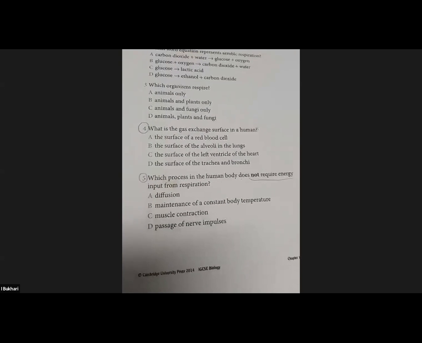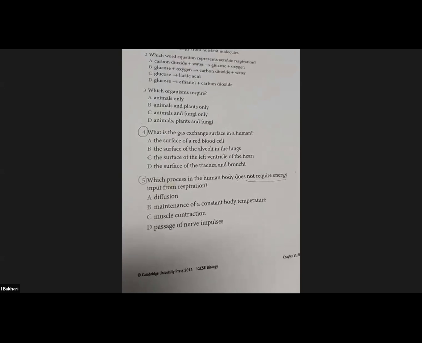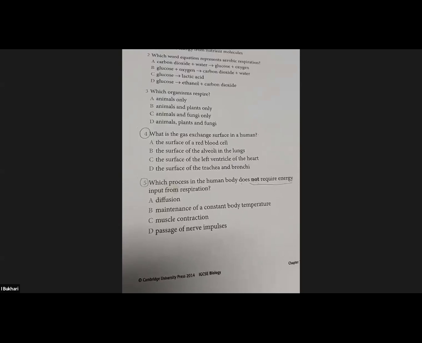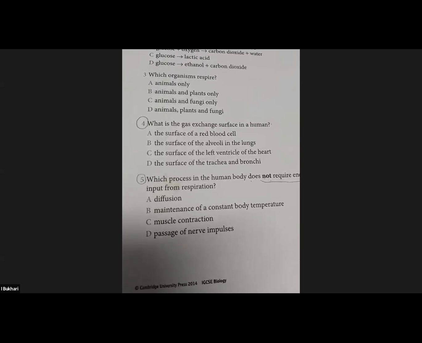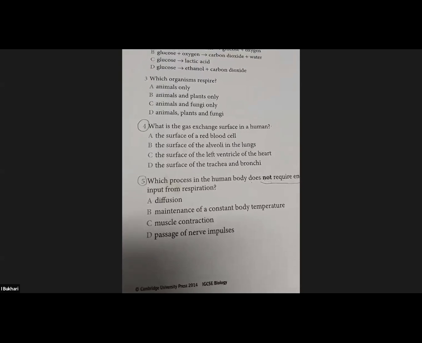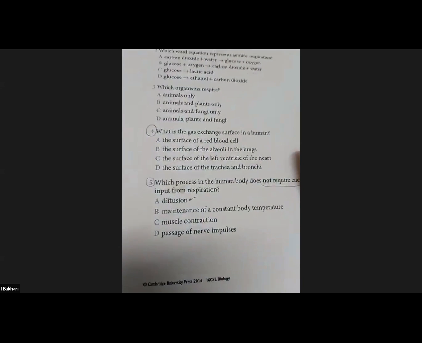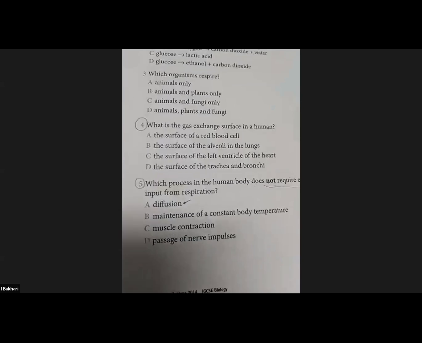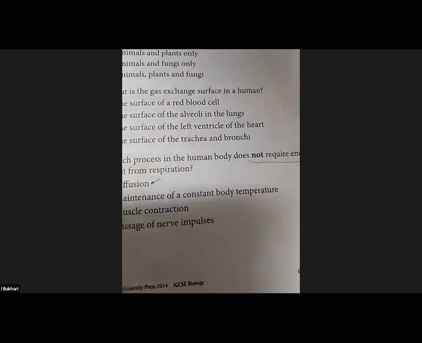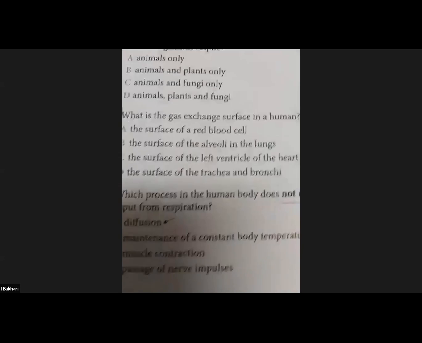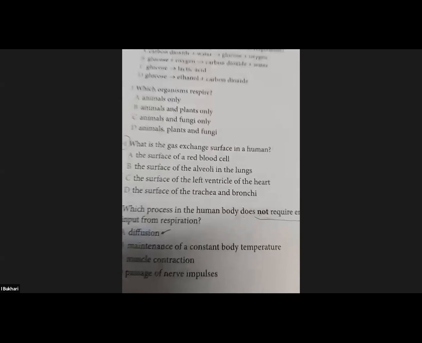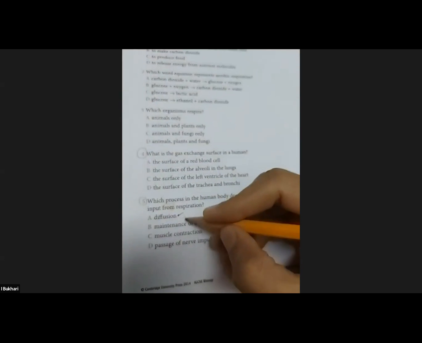Remember, requiring energy means active. Not requiring energy, passive. So passive and active are opposite to each other. Passive means not requiring energy. Active means requiring energy. So diffusion we know is passive. Is everybody clear on that? Everybody is convinced about that? Okay, so diffusion is passive.